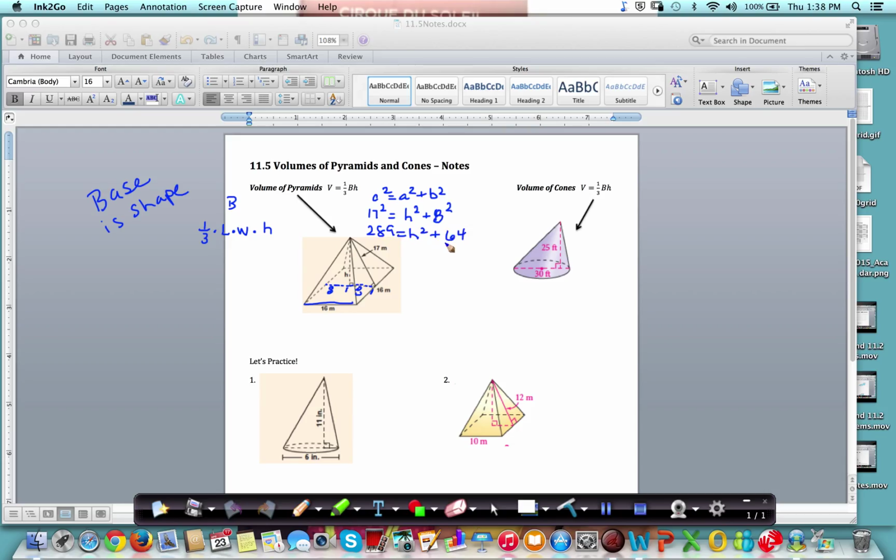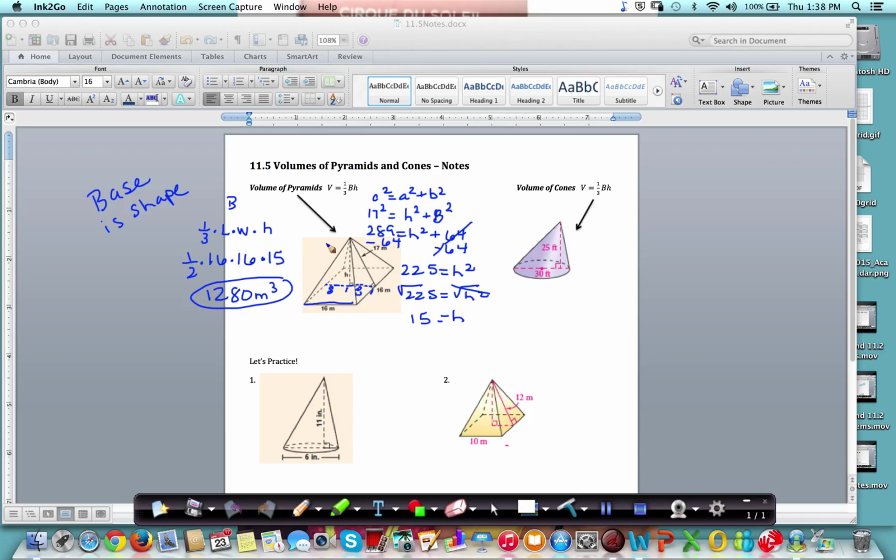To get H all by itself, we subtract the 64 from both sides. If you subtract 64 from one side, you subtract it from the other. So I have 225 equals H squared because that's a zero pair and they cancel. And then we square root both sides of the equation to get H by itself, and the square root of 225 is 15. So now I have 1/3 times the length times the width times the height. So 16 times 16 times 15 divided by 3 is 1280 meters cubed.